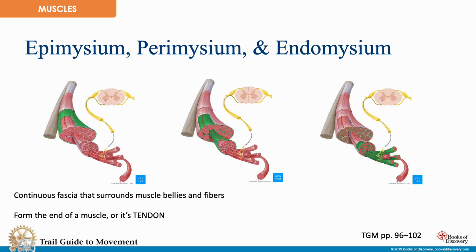These 3 connective tissue layers surround muscle at different levels. The epimysium surrounds the entire muscle. The perimysium surrounds bundles called fascicles, and then the endomysium surrounds individual muscle fibers. These layers come together to form the tendon at the end of a muscle. So when we say muscle attaches to bone via tendon, it's actually fascia doing that work.